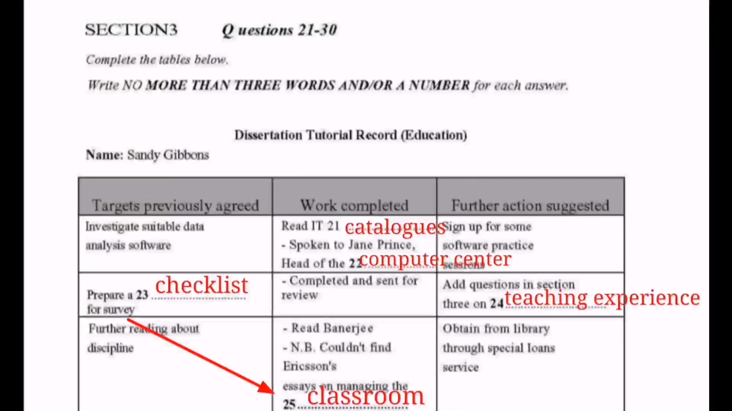So our answer for question number 25 is essays on managing the classroom. So the answer is classroom. The woman is saying that she didn't manage to get hold of the essays about classroom management. So essays on managing the, and the answer is classroom.